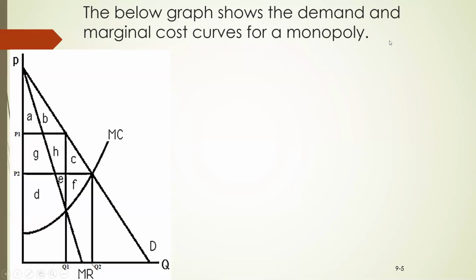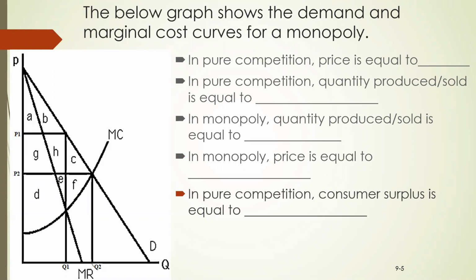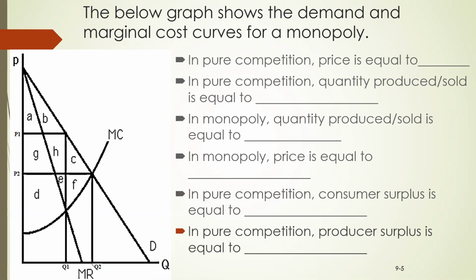Now let's look at the efficiency analysis when it comes to monopoly. For that, we're going to look at a few questions here. First, how much output and what price will the monopolist charge? And in pure competition, if it were pure competition, what should be the price and quantity? And finally, we want to see consumer and producer surplus in monopoly and also consumer and producer surplus in pure competition. So to start with, first I'm considering pure competition.